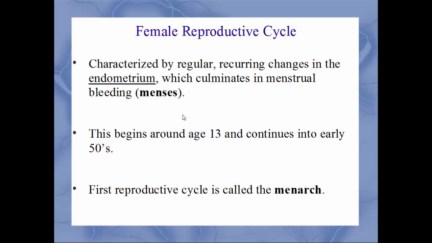Of course, this is characterized by regular recurring changes in the endometrium, the innermost lining of the uterus. That will lead to the actual bleeding each month, and that bleeding is called the menses. Now, when it starts and when it ends will vary on an individual woman. It will start when a woman goes through puberty, so roughly age 13. It could be earlier than that, could be later, and it will continue until whenever you go through menopause, which could be in your 50s, could be in your 60s, could be in your 40s. This depends. And the very first reproductive cycle is called the menarche.